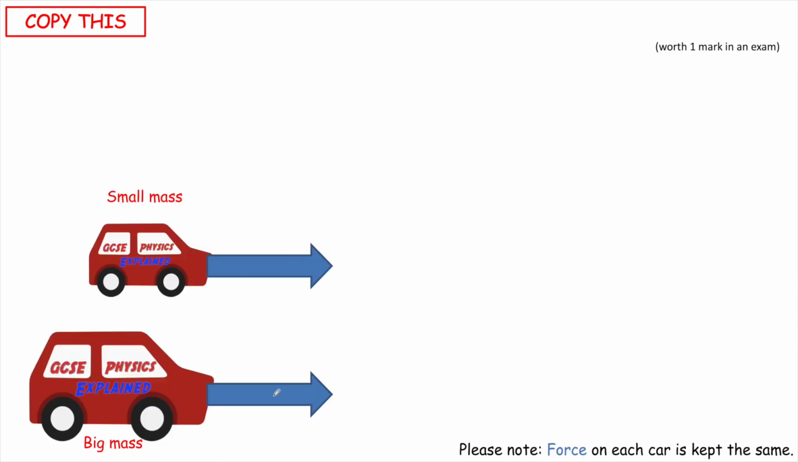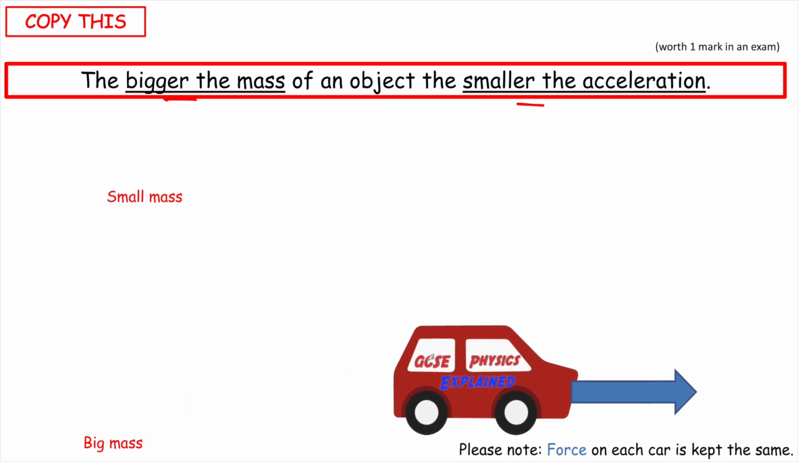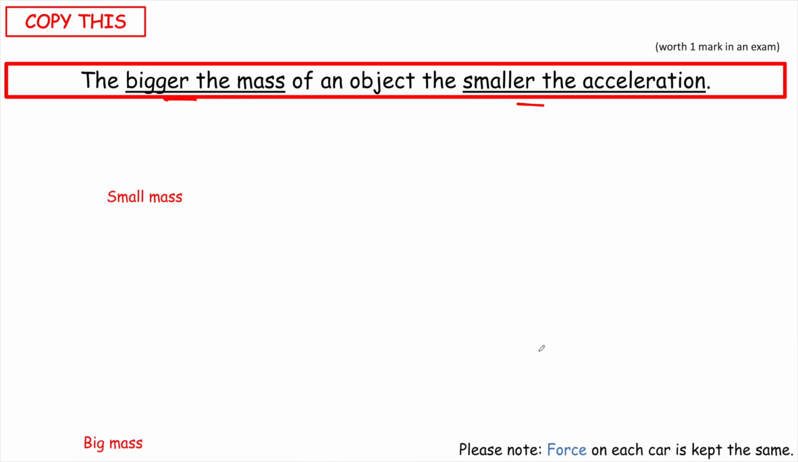What if we keep the forces the same this time, but we use the force on a small mass and on a big mass? Well, the bigger the mass of an object, the smaller the acceleration. And this is another example of an exam statement. The bigger the mass, the smaller the acceleration. And again, I've done an example where the force is the same on the car each time.